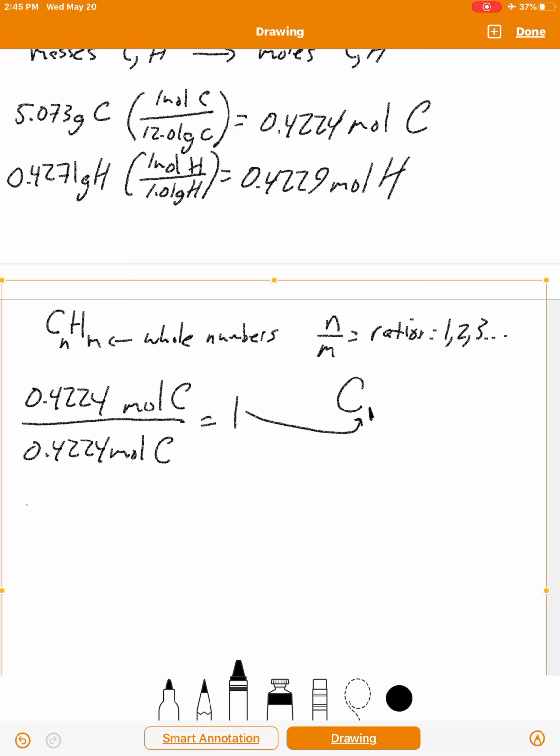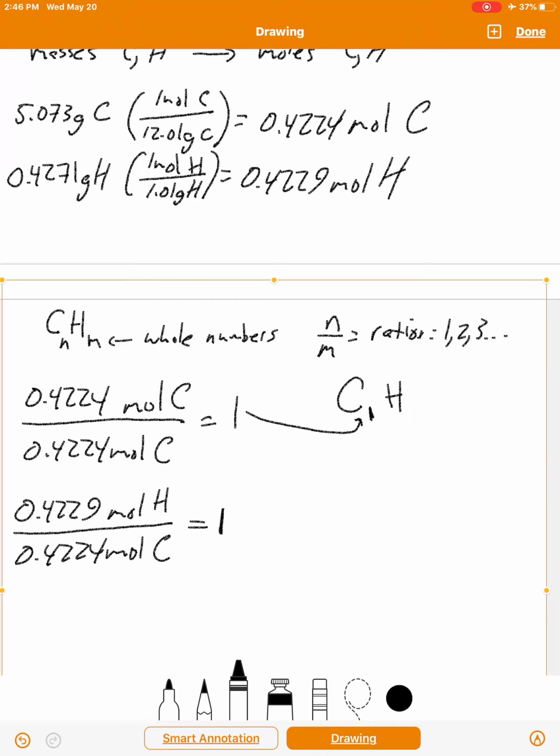Now we'll do the same thing for the hydrogen. How many hydrogens are there per carbon? Well, those numbers are very, very close to each other. In fact, if you run them through the calculator, you're going to get a number that's 1.00 something. It's 1. It's essentially 1. So that means the ratio of carbon to hydrogen is a 1.